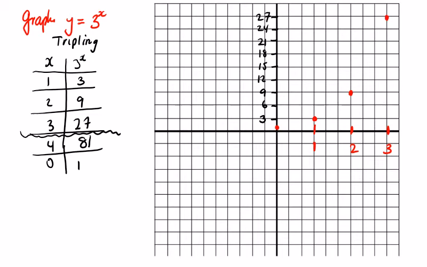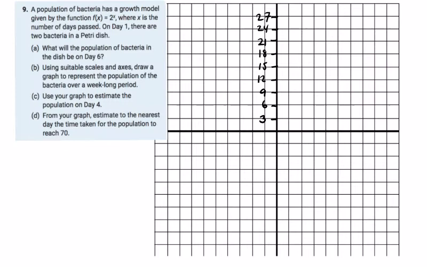So you can see again, it's the same shape. This is my tripling graph. Y is equal to 3 to the power of x. And because 3 to the power of x grows so quickly, we never really get that many questions on it that would revolve around real life situations. So let's have a look at a couple of questions that do revolve around real life situations that would come up in an exam. So this is question 9 from your book, page 212.